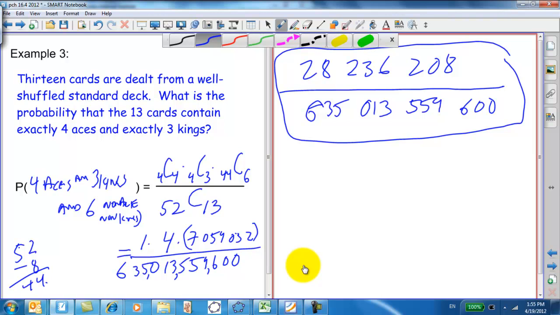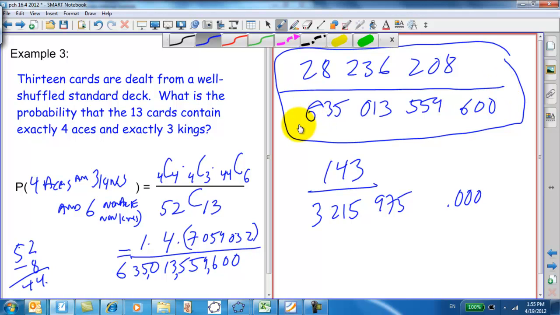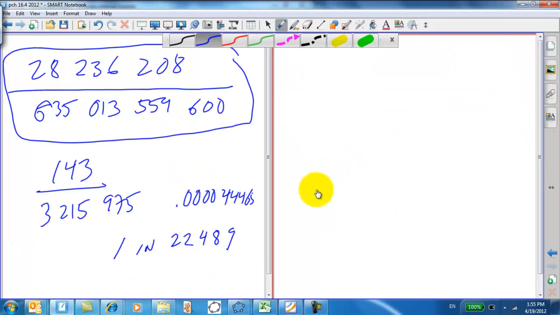Yeah, it reduces down to 143 over 3,215,975, and then as a decimal, 0.000044465. Or I usually like to take the reciprocal of the answer, or say it's 1 in 22,489. Wow, that's pretty rare. Okay. That's it.